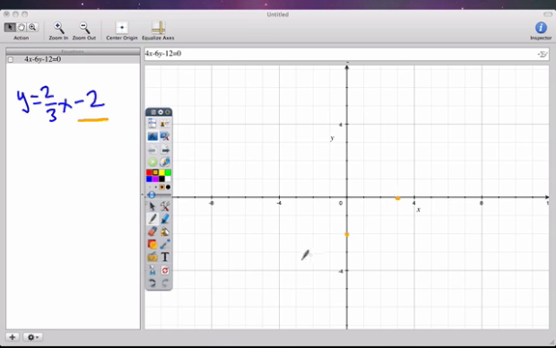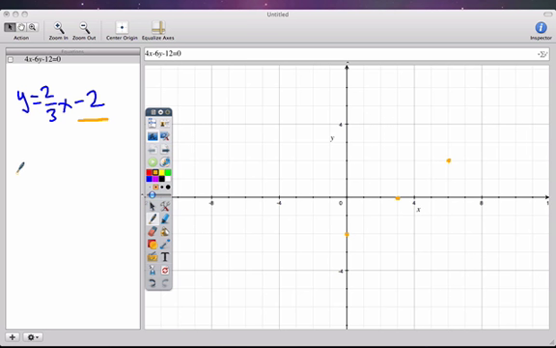Now remember, positive lines will go this way, whereas negative lines will go this way. So we want to make sure that when we're doing our rise over our run, that we're moving our line in the correct direction. In this case, a positive direction. So let's put another point down. Up 2 over 3.